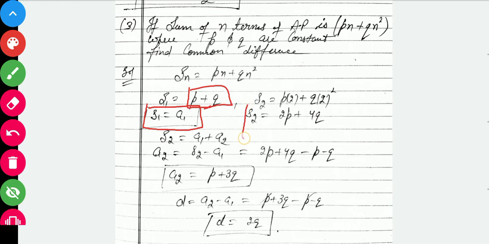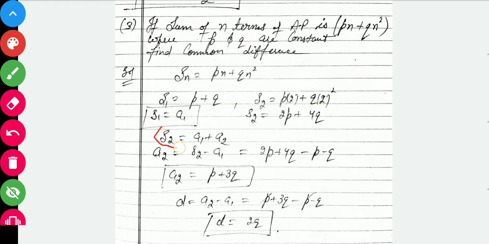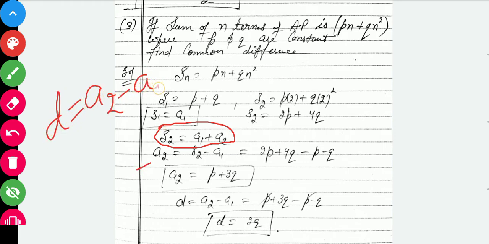You will get the sum of two terms, that is S2, which is equal to A1 plus A2. So put the value of A1 and A2 in this equation. S2 is equal to A1 plus A2. From here we will get the value of A2, because for finding D we want A2 and A1 both, because after subtracting A2 and A1 we will find D.